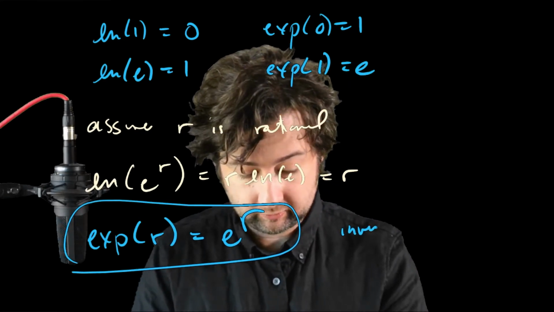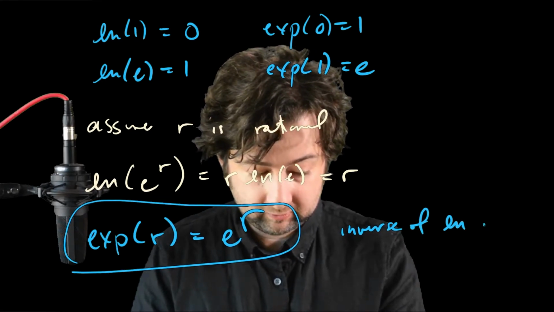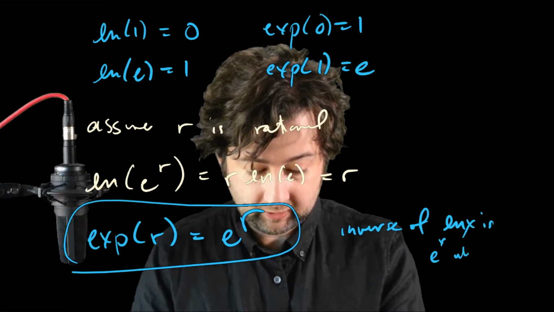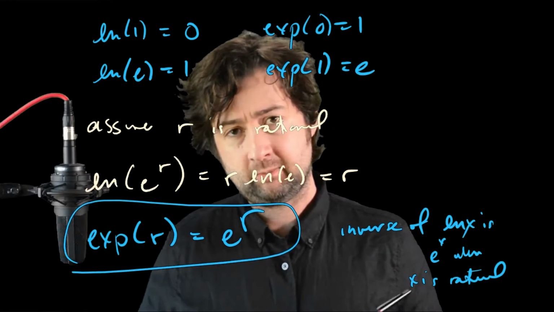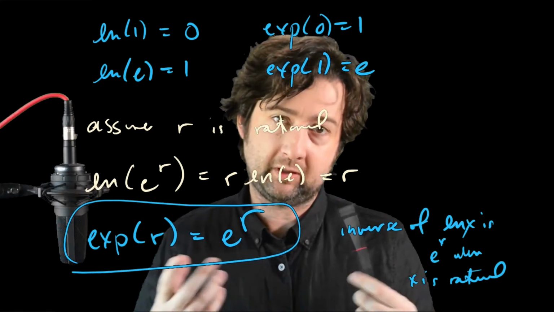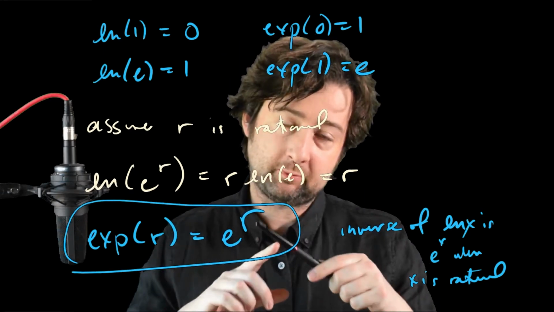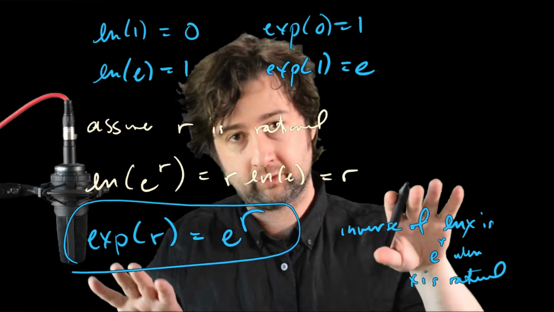So the inverse of the natural log of x is e to the x when x is rational. Now, one of the properties of continuous functions is that because the rational numbers can approximate any real number, if a function is continuous and it has properties that hold on all the rationals, we can just extend it to all the rest of the real numbers as well.